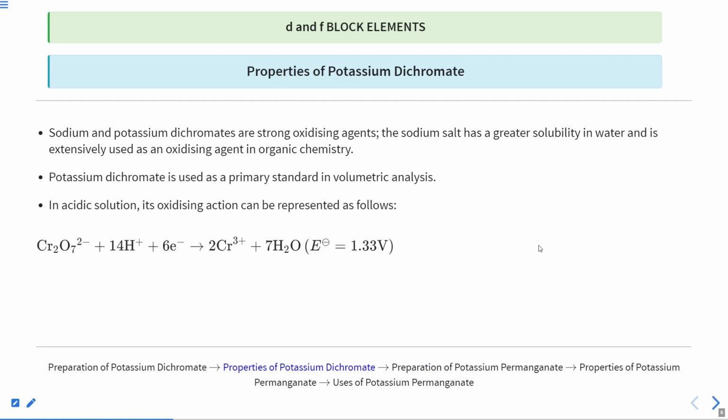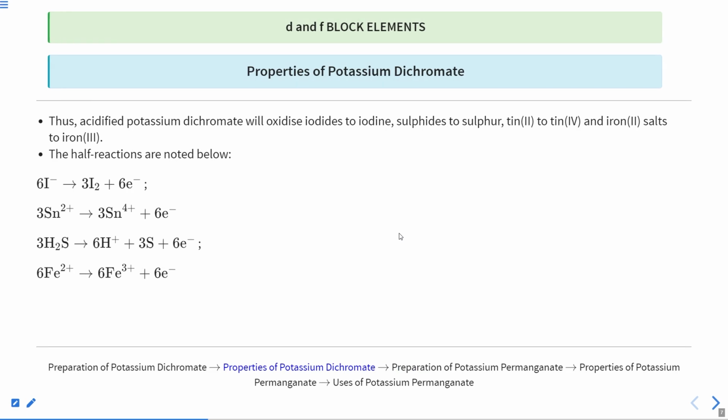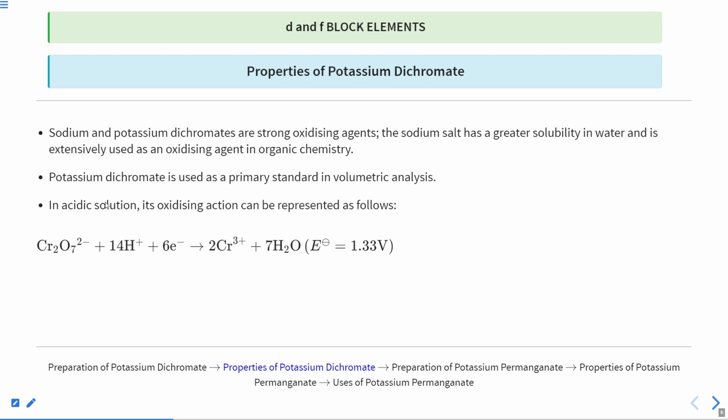So if we talk about the properties, since it is used as an oxidizing agent, it has a high reduction potential. So these are the reactions it can oxidize. If you add each of these reactions individually with this reaction, then what you will see is that all of these are getting oxidized.